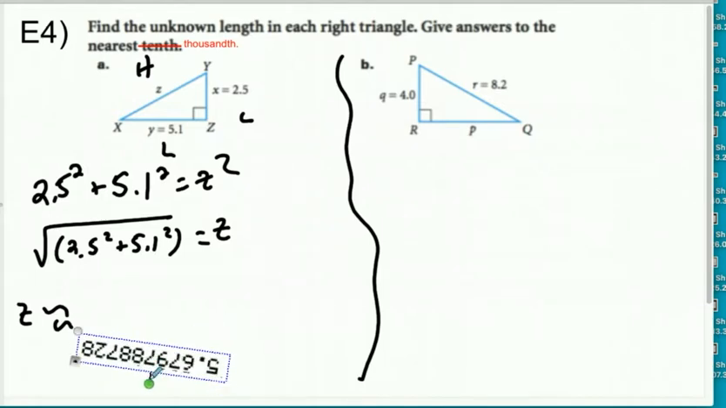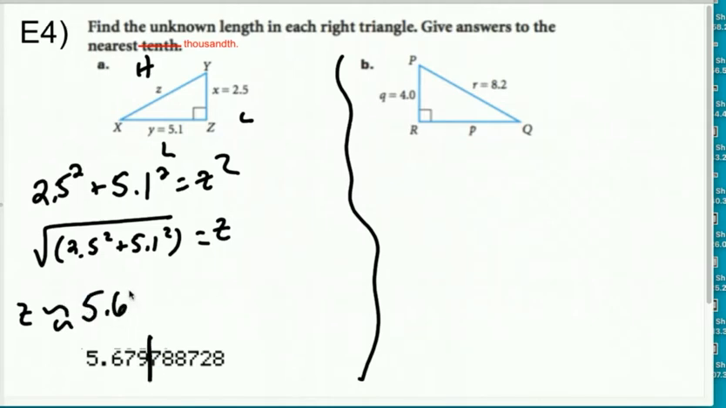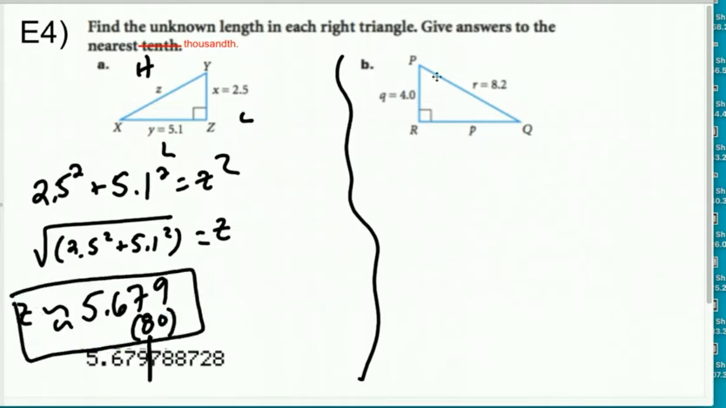So you could cut it here, right? So I would either take 5.679 or I would take 5.680. Either of them are fine, don't give me both, right? You can either round or truncate. Now here, this is the hypotenuse, right?